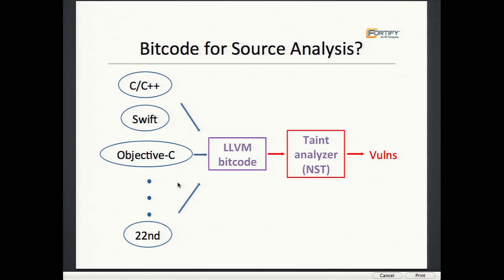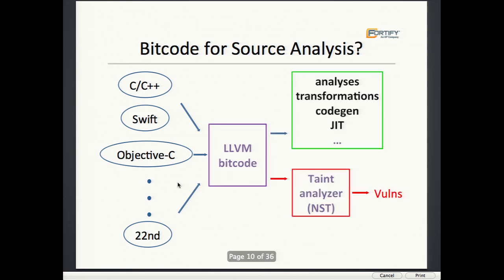So the question that we asked ourselves was, if the LLVM bitcode could be converted to a common representation which is closer to the source code, so that our security analyzer, like the taint analyzer, can directly analyze this intermediate representation and report vulnerabilities to our users. Why do we ask this question? Because this is beneficial to both the LLVM community and the security analyzer community.